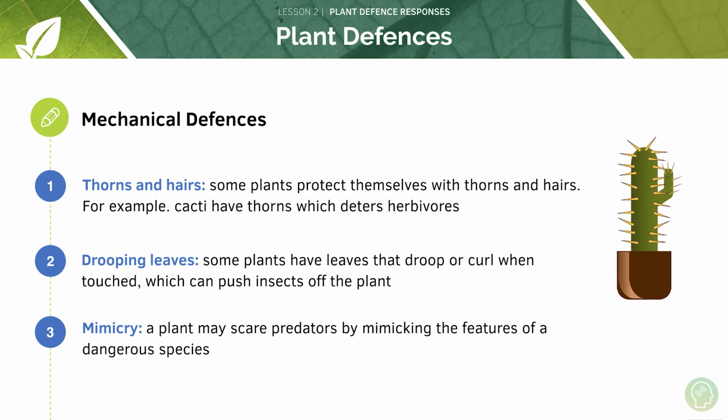So whilst mimicry can be used to scare away predators, it can also be used to the plant's direct advantage by attracting insects and increasing pollination.